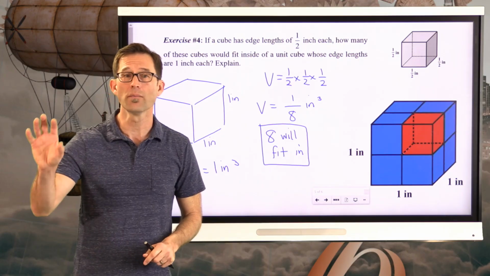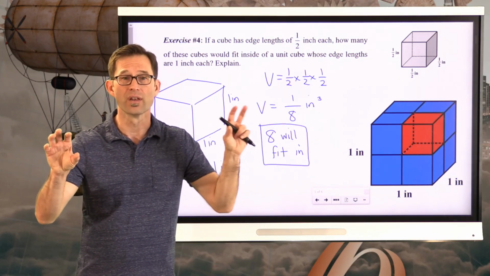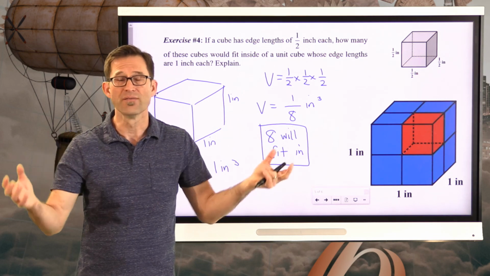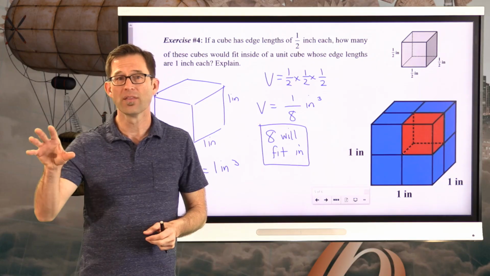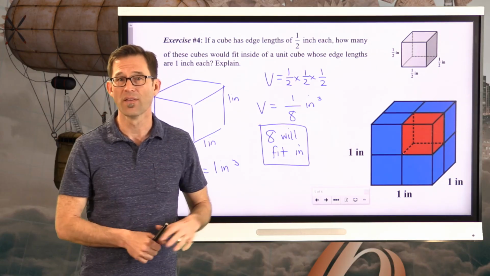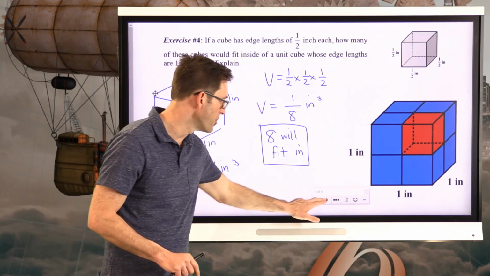But that is a classic volume question. If I know the volume of one object, and I know the volume of another, and I want to know how many of these fit into this one, well, then I just divide, if you will, right? I just think about how many of these will divide into this, and in this case, there are 8 of them. All right, let's wrap this up.